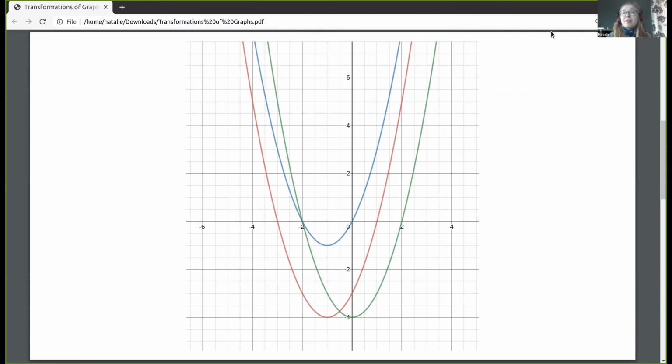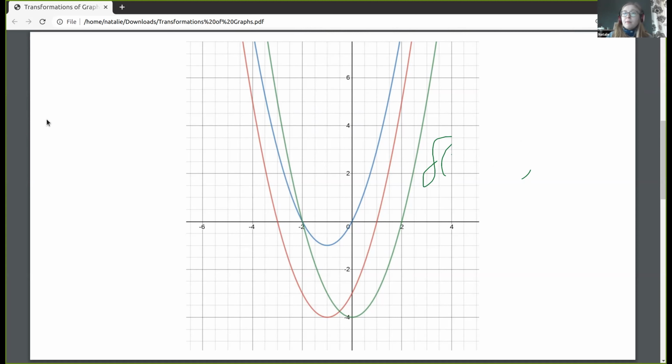What transformation has happened? Well, hopefully you've realised that it's moved 1 to the right, which means if we had to write that, the transformation of this graph would be f of x minus 1. That is moving our graph 1 to the right. Don't worry if you didn't get that. This is why we're going through it nice and slowly.